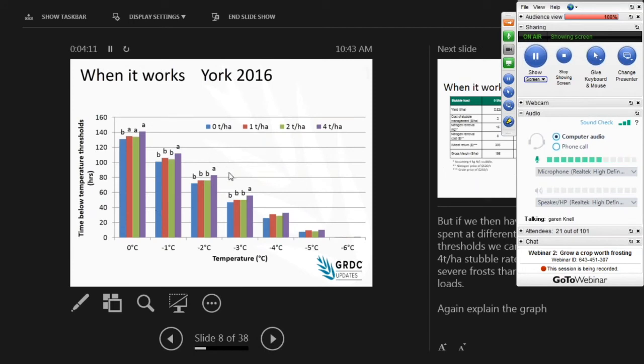When you add that up over a number of frost events, you can see that it starts to accumulate. Again, the 4 tonne is a time below temperature threshold. The 4 tonne per hectare is accumulating numerous, or a lot more, hours over time below a critical temperature.